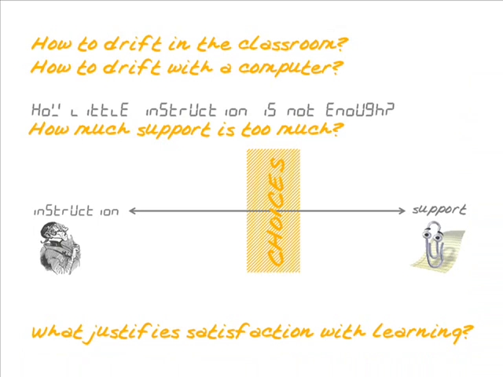So some of the questions that we are asking are now, how to drift in a classroom, how to drift with a computer. How little instruction is not enough? There needs to be some perturbation in class, some suggestions as to what should happen. So how little is not enough? How much support is too much?